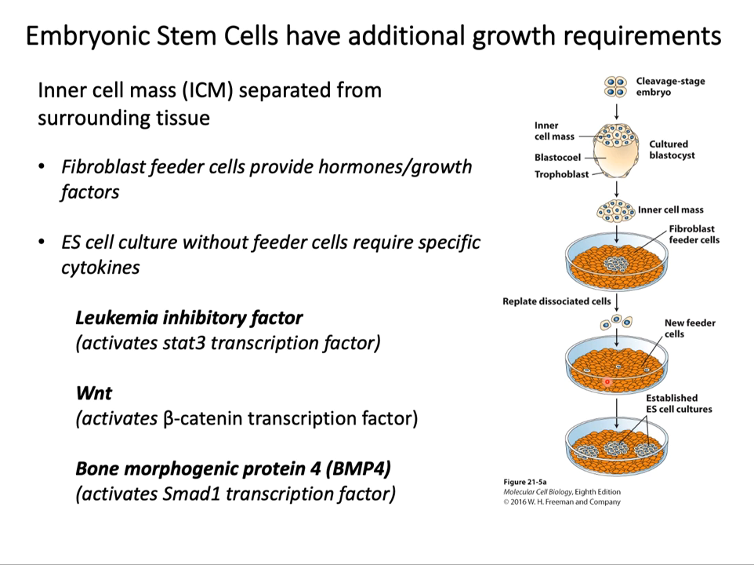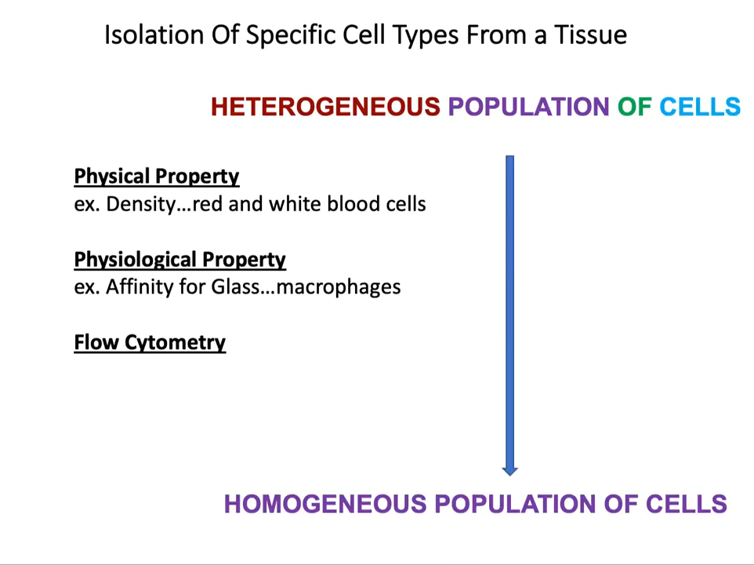Later on in the course, we will talk about the cell cycle and talk more about embryonic stem cells, but I wanted to bring them up at this point to mention that they do have more fastidious growth requirements and are more difficult to grow in culture than the primary or transformed cell lines.